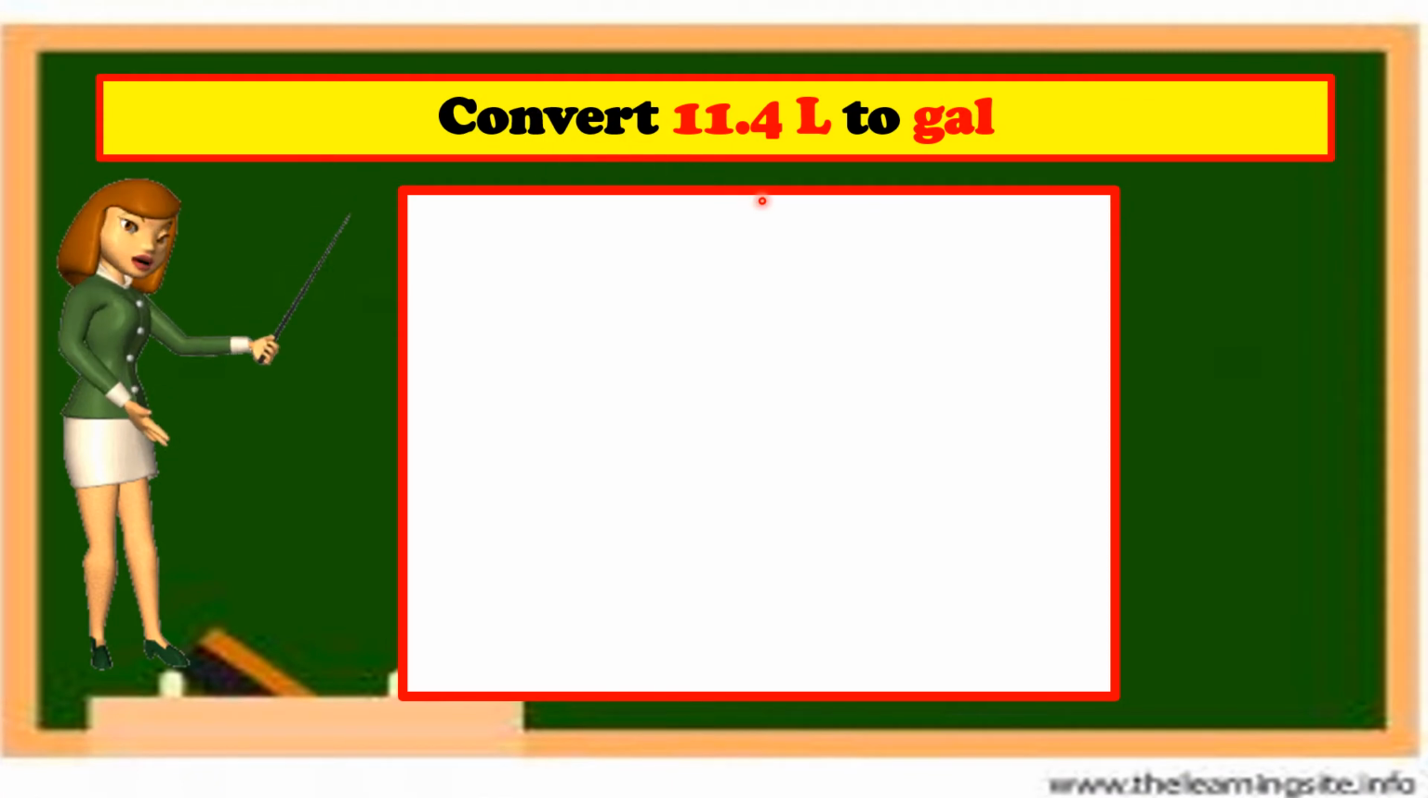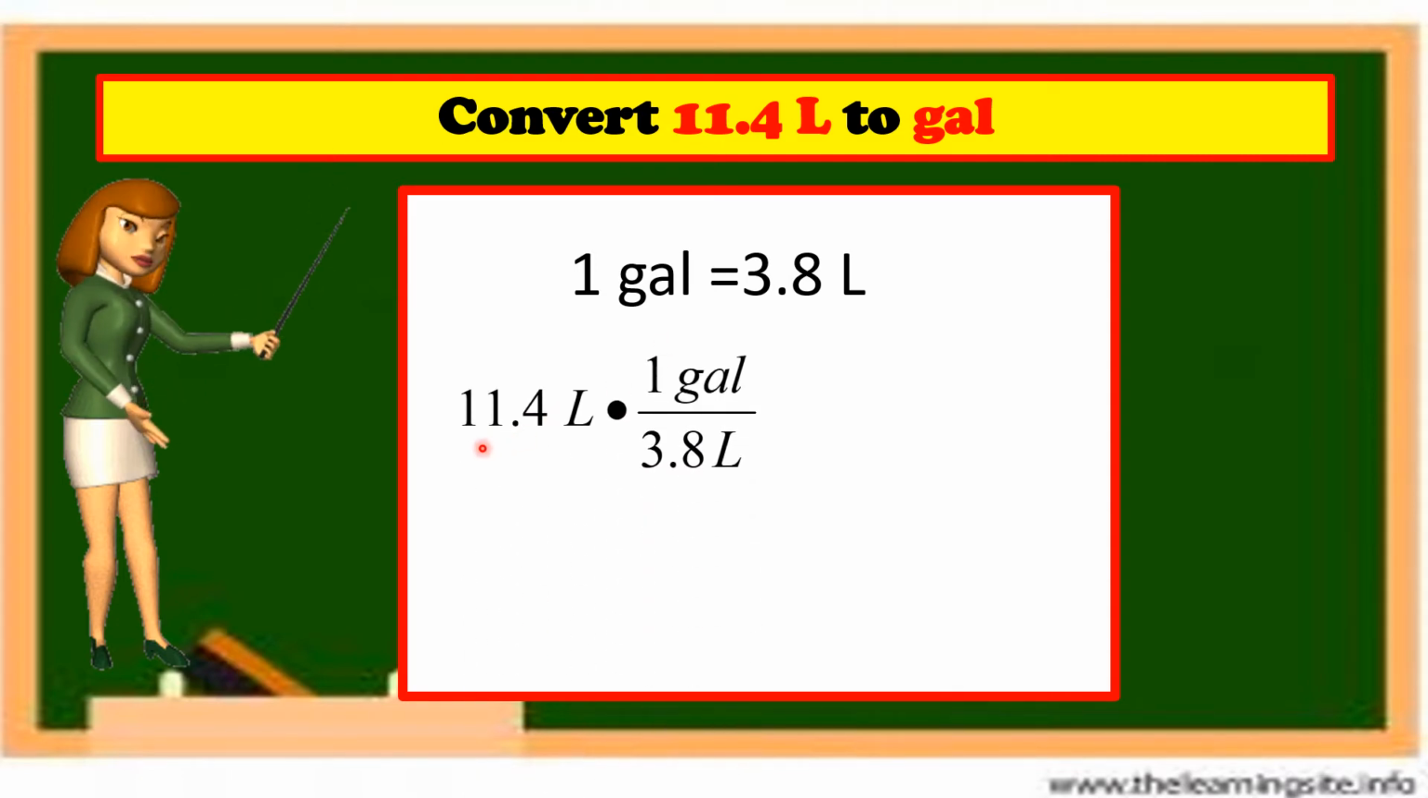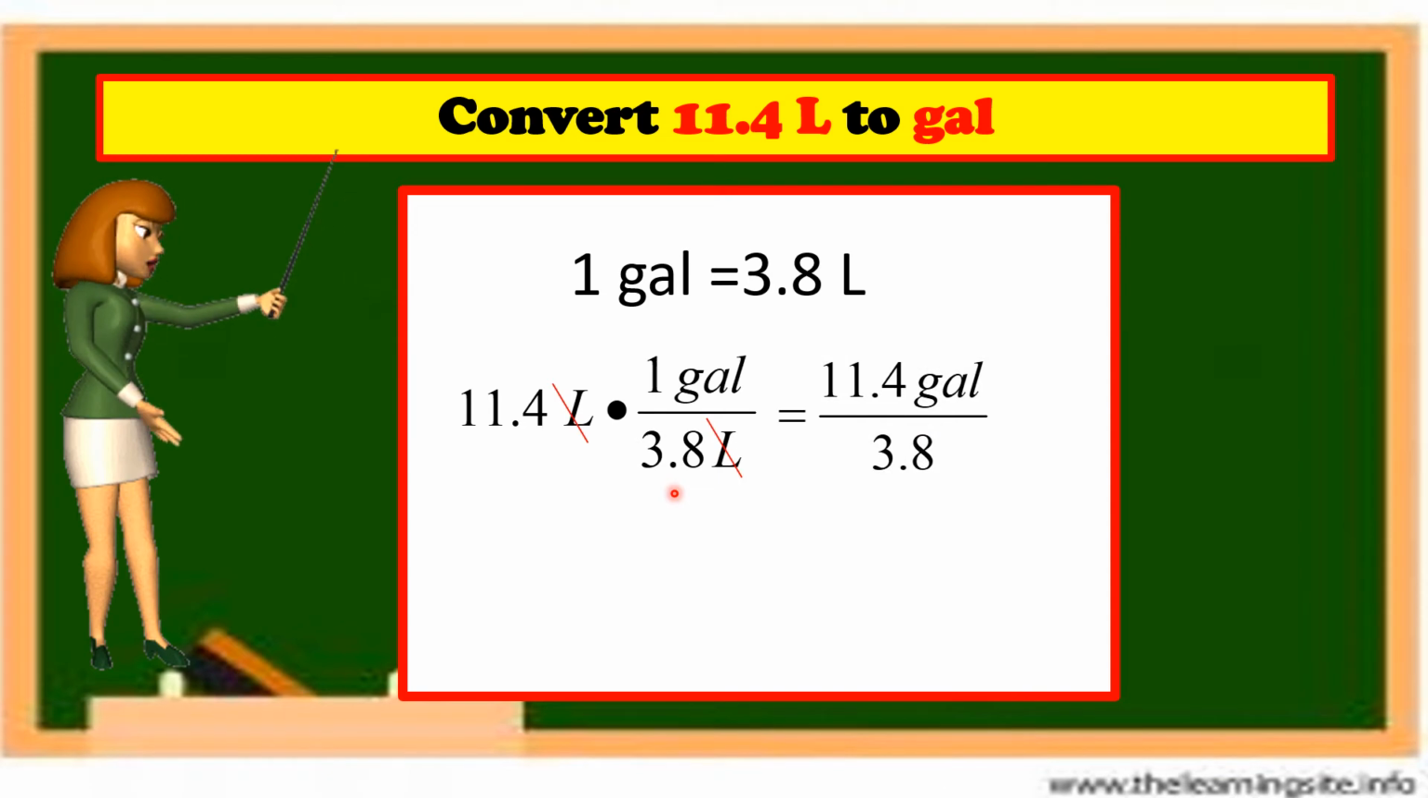Convert 11 and 4/10 liters to gallons. We have the conversion factor. 1 gallon equals 3 and 8/10 liters. So we have 11 and 4/10 liters times 1 gallon over 3 and 8/10 liters. We can cancel liters. Then we will divide 11 and 4/10 by 3 and 8/10, and the answer will be 3 gallons.